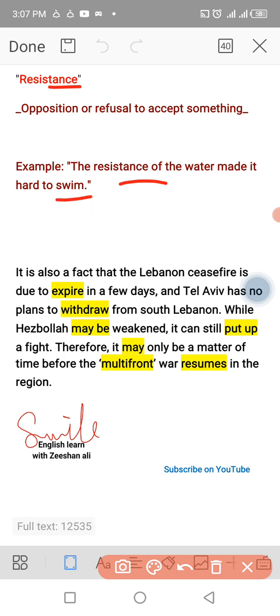Next paragraph: It is also a fact that the Lebanon ceasefire is due to expire in a few days, and Tel Aviv has no plan to withdraw from South Lebanon. While Hezbollah may be weakened, it can still put up a fight. Therefore, it may only be a matter of time before the multi-front war resumes in the region. Important words: expire, withdraw, may be, put up, multi-front, resume.